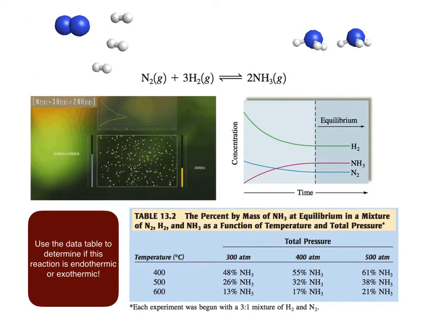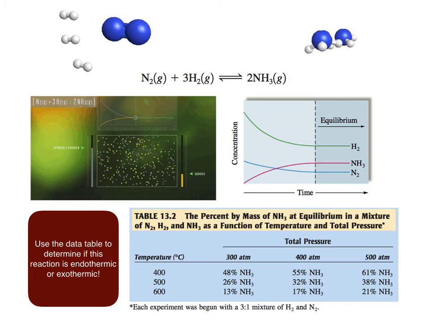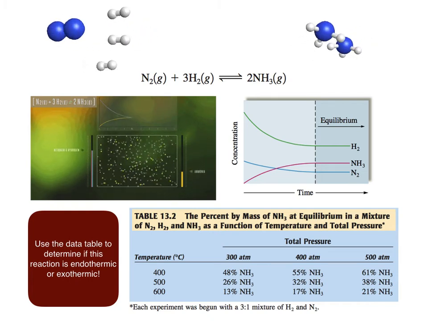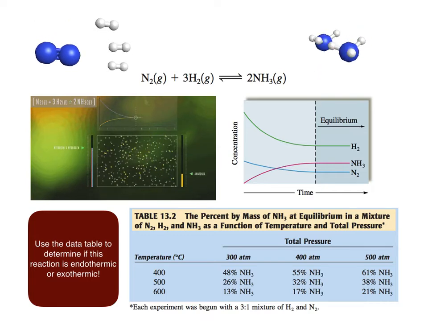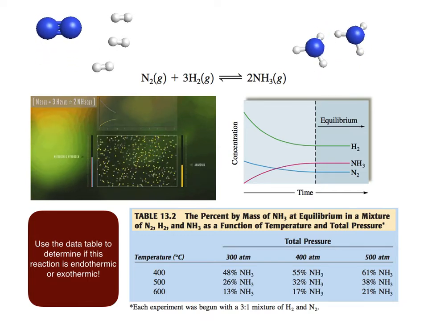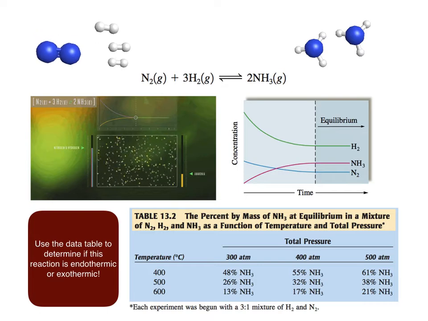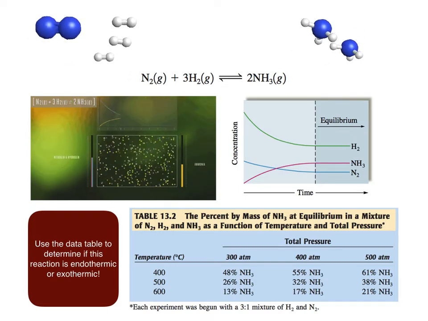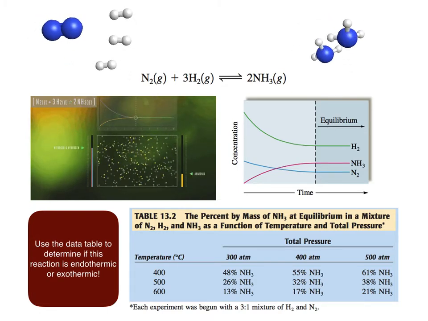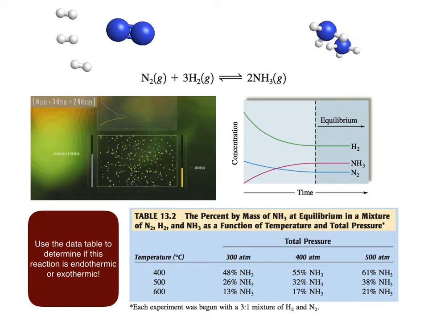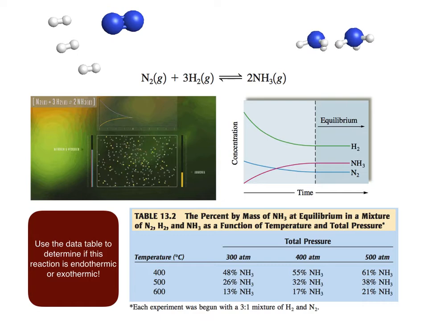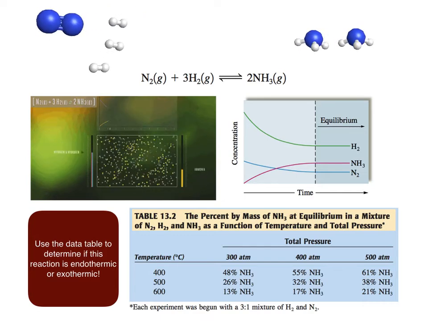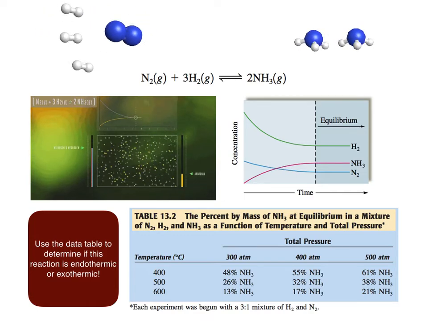Now let us analyze another reaction system. In the table below, percentages of ammonia are provided at different equilibrium conditions. Notice how at higher pressures, ammonia becomes more favored. This is because the reaction has 4 moles of gas on the reactant side and 2 moles of gas on the product side. Therefore, the reaction will shift to favor the production of more ammonia at higher pressures.